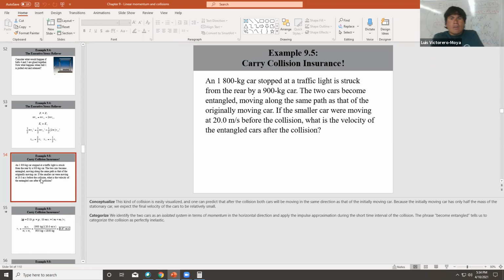An 1,800 kilogram car at a traffic light is struck from the rear by a 900 kilogram car. The cars become entangled, so they stick together, moving along the same path. If the smaller car were moving at 20 meters per second before the collision, what's the velocity of the entangled cars? Okay, so the first car is stopped.